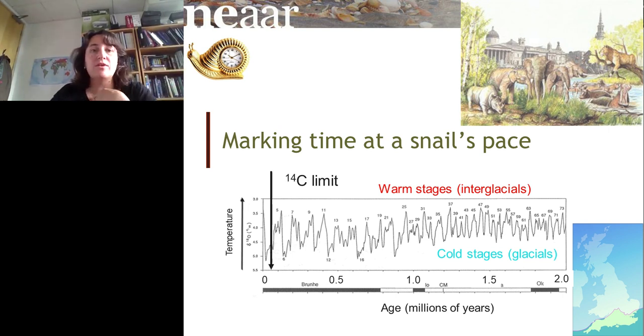Now, many of you will have heard of radiocarbon dating. Radiocarbon dating is a fantastic method, but it only goes back to around 60,000 years. That doesn't even go halfway to the last time it was this warm in Britain. And so in order to make those links from the pockets that we have on land to the big global climate, we have to have a dating method.